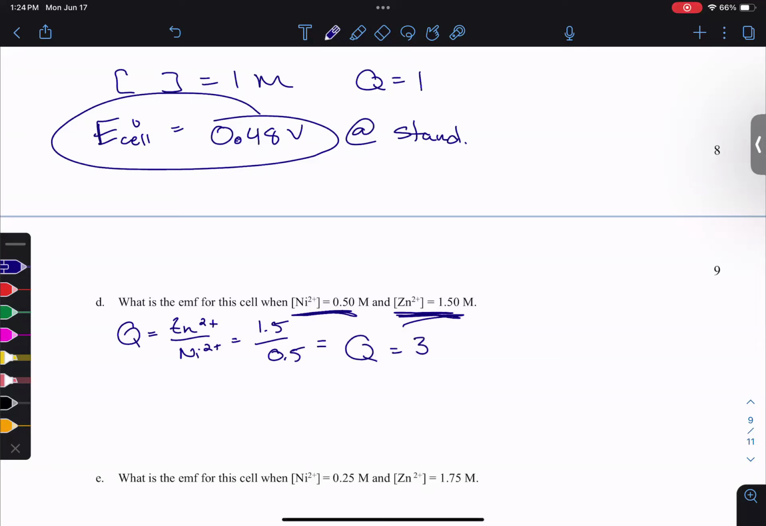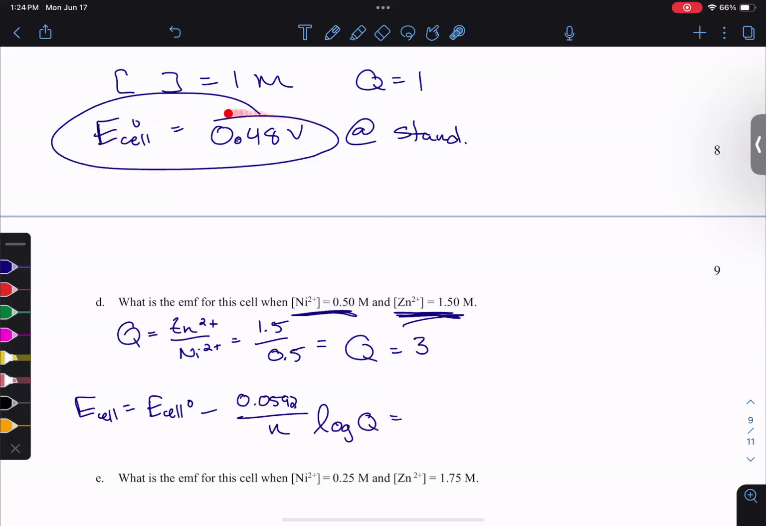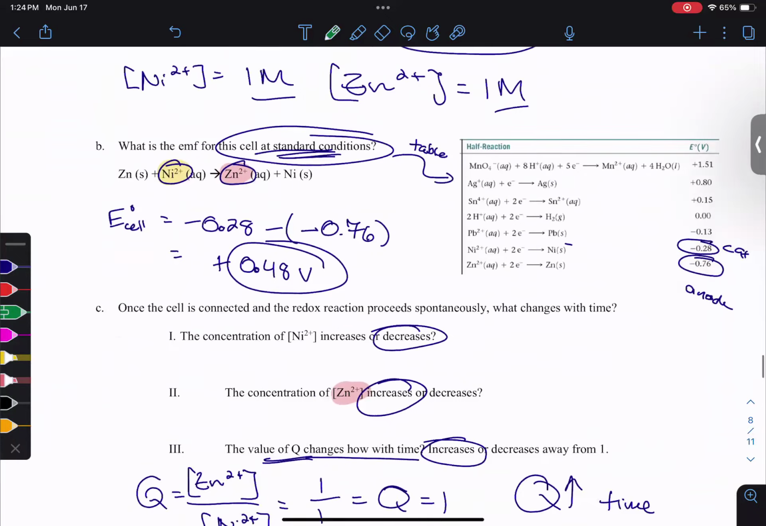All right, so we're going to plug that into the Nernst equation. E cell equals E cell naught minus 0.0592 over N log of Q. So we already have the cell potential at standard conditions. That came from the table. So 0.48. When everything started at 1 molarity, that's the voltage we should measure, minus 0.0592. What is N?